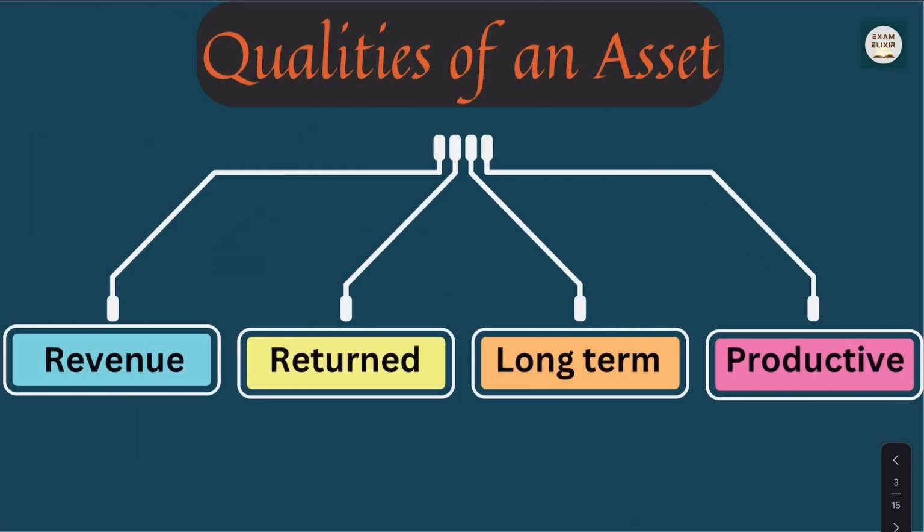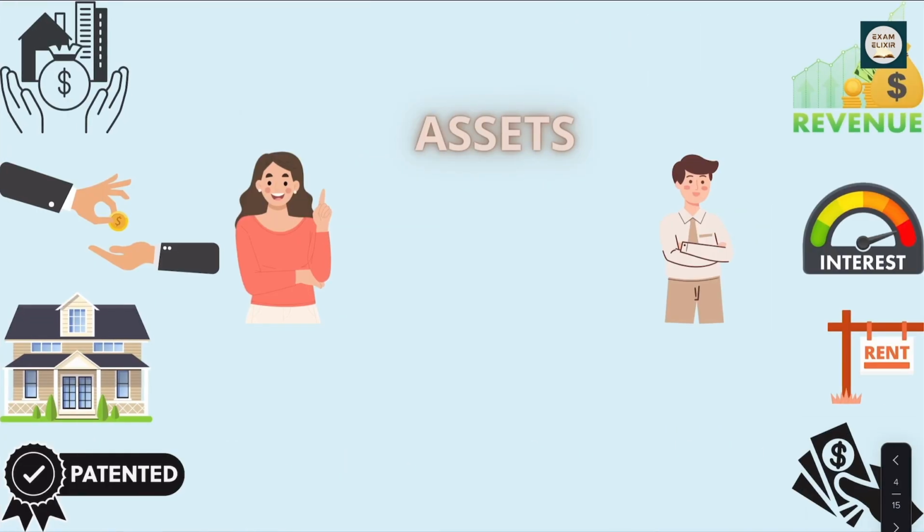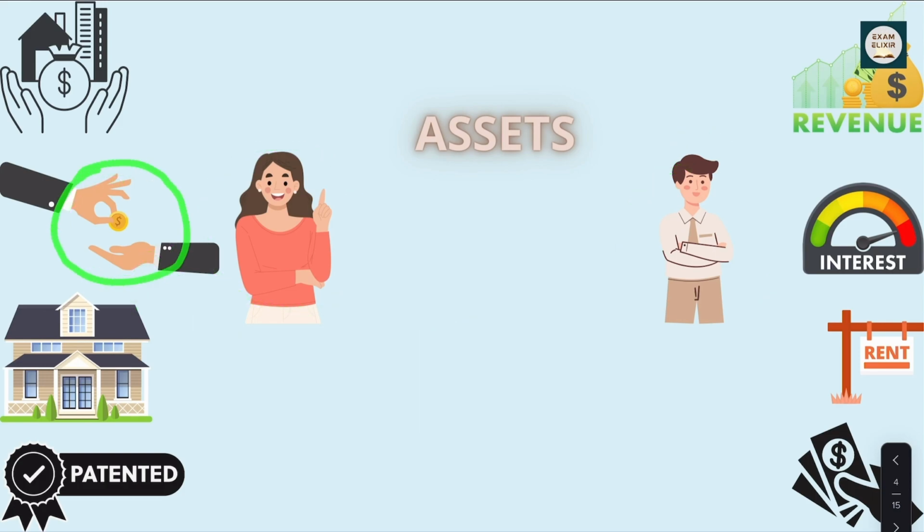Second quality that we discussed is return. Now it's very easy to understand it here. When the term of contract of this loan is over, then this gentleman over here has to return the principal amount to this lady. So the money that she had lent to this bank has come back after the period of contract is over.